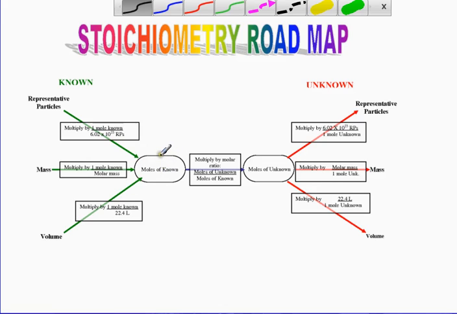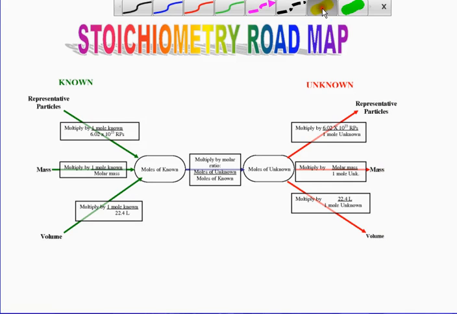Once you have moles of one thing, you're going to go from that to moles of the thing that you are actually looking for. To do this, you are going to use the coefficients from the balanced chemical equation. And then the final step is to get from moles to whatever unit you're looking for. For particles, again, use 6.02 times 10 to the 23rd. For mass, use the molar mass. For volume, use 22.4 liters.